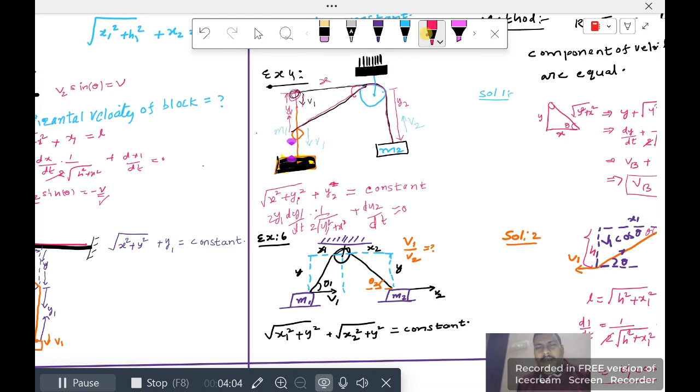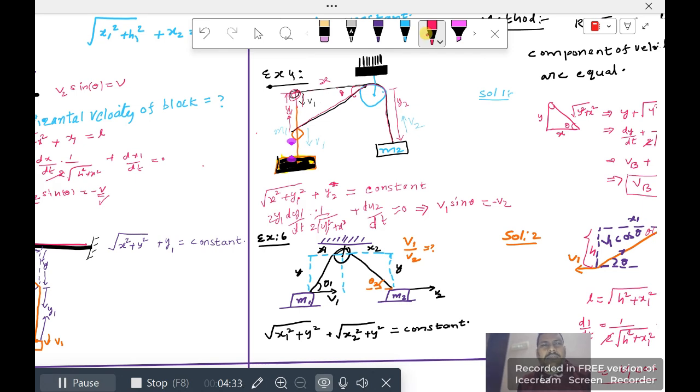So that means y1 by, here y1. So here consider theta now. So that is y1 by hypotenuse, which means sin theta. That means v1 sin theta is equal to v2. So v1 sin theta is equal to v2. So is it correct or not?